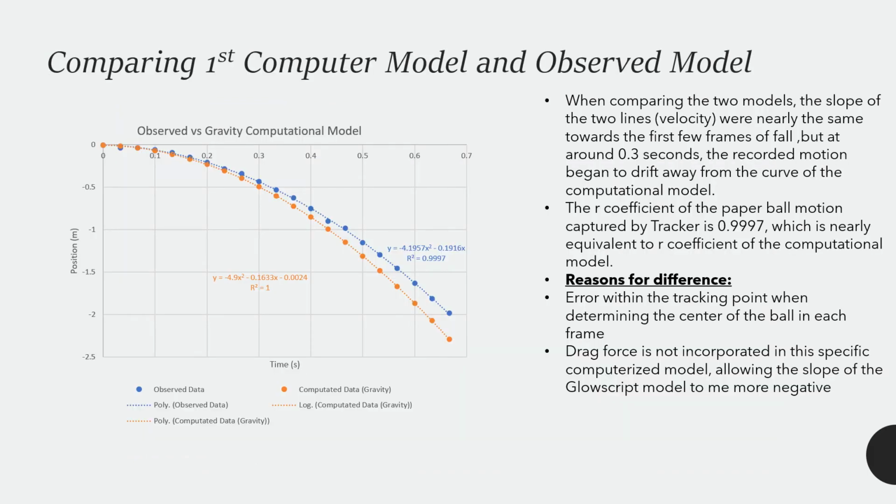When comparing the first computer model and the observed model, you can see that the slope of the two lines are nearly the same, but after 0.3 seconds, the recorded motion begins to drift away from the curve of the computational model. The R coefficient of the paper ball motion captured by Tracker is 0.997, which is nearly equivalent to the R coefficient of the computational model, just a little bit different. However, as you can see towards the end, there's a big deviation due to the error where the tracker point was determined and due to the fact that drag force was not included within the computational model.